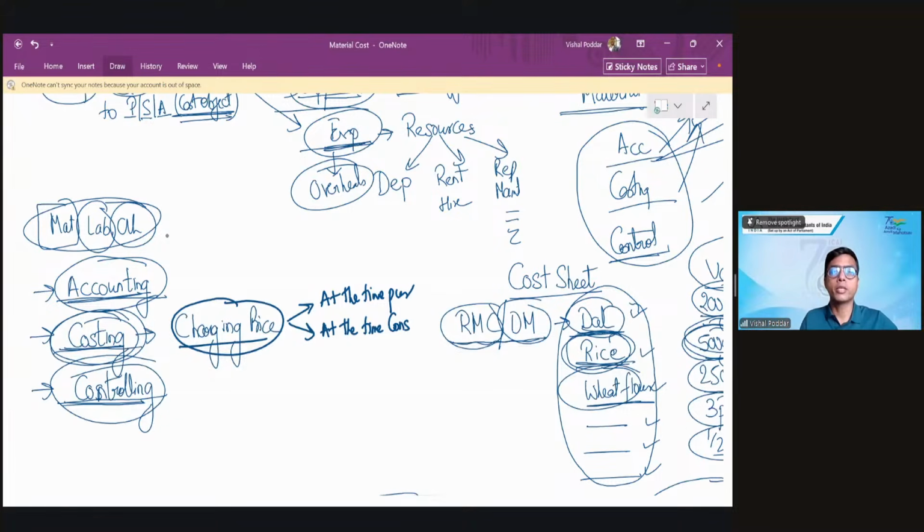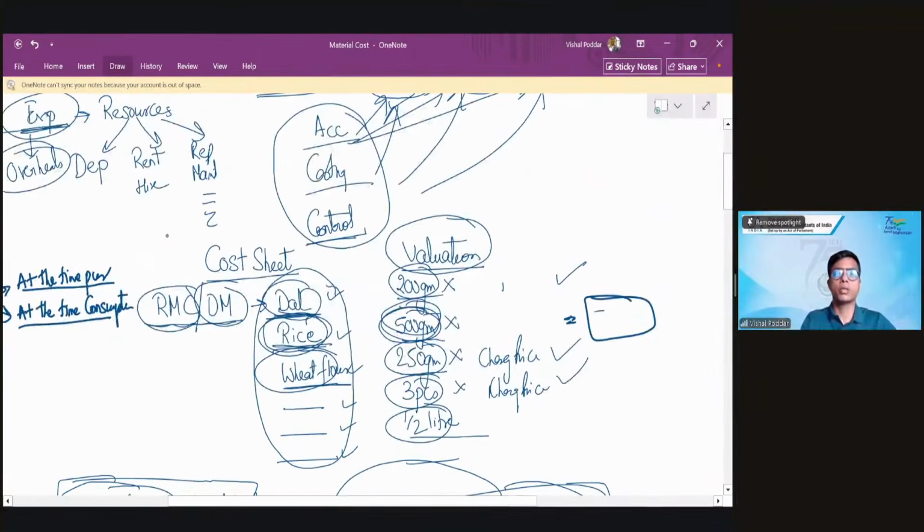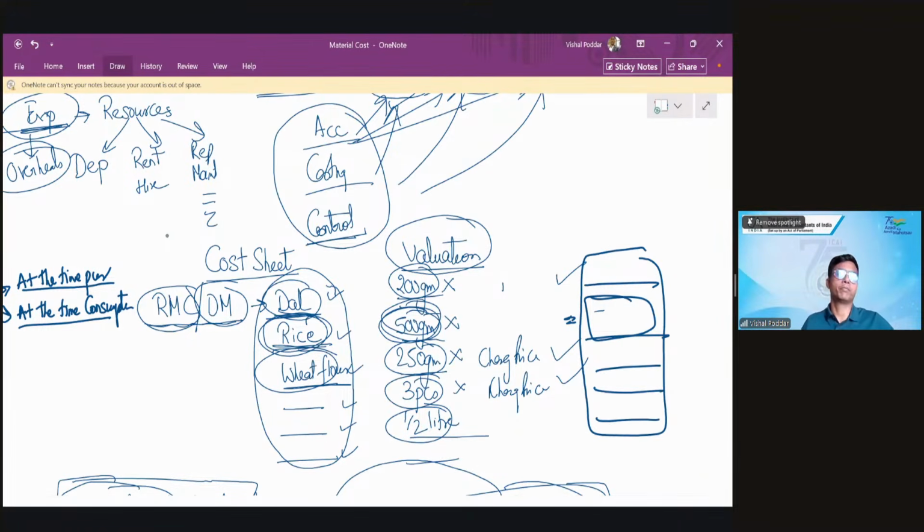which is also called consumption of material, out of those prices, you have to take up a price which is selected by you using one of the methods of FIFO, LIFO, simple average, weighted average, which you studied. And this is how, after following these 2 steps, you finally find out the total raw material cost of each material, which will be taken in your cost sheet.